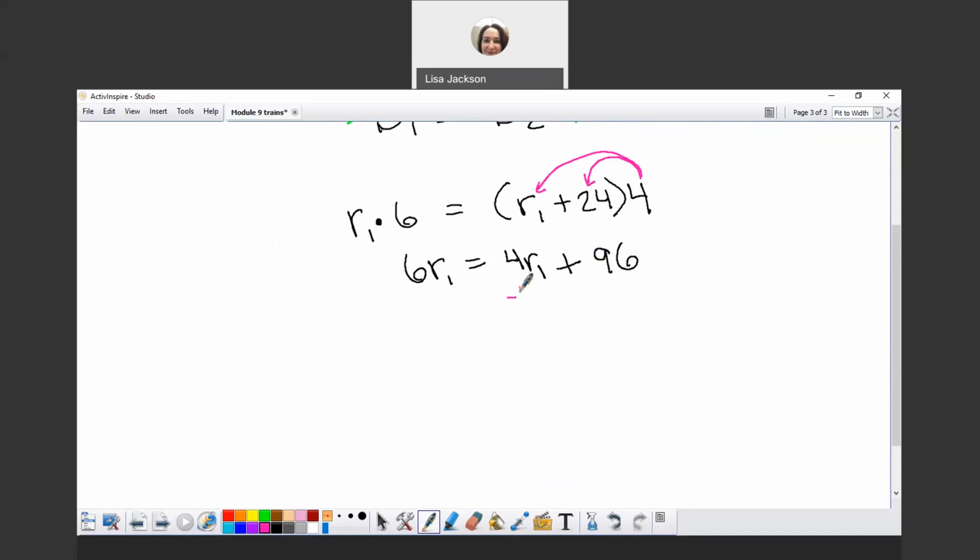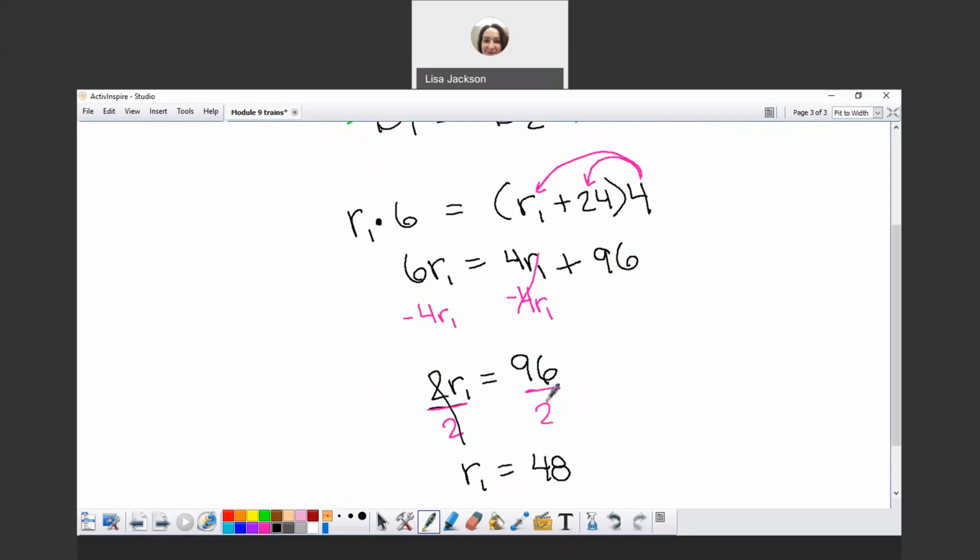So I'm going to subtract 4R1 from both sides of the equal sign. Now I have 2 R1s equals 96. And now I divide to get R completely alone. So this tells us R1 is 96 divided by 2, 48.